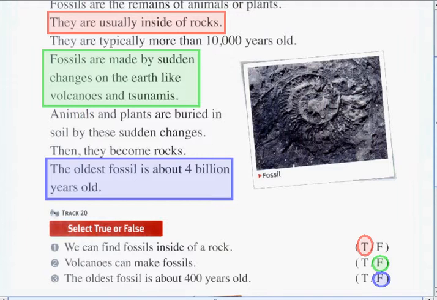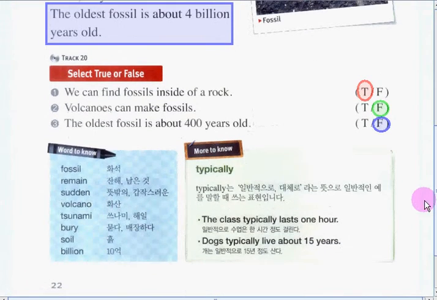Now, let's learn more vocabulary words. Let's look at our word to know. You can see here 8 different words, right? So, I will read it for you, then repeat after me. Are you ready now? So let's start.